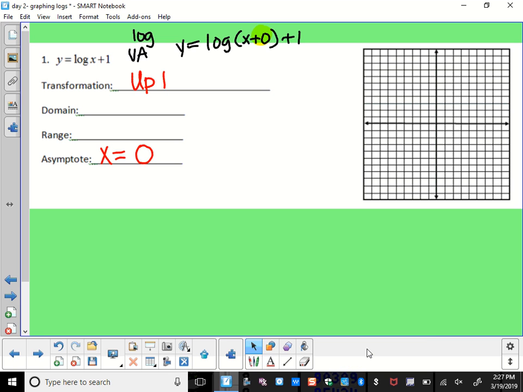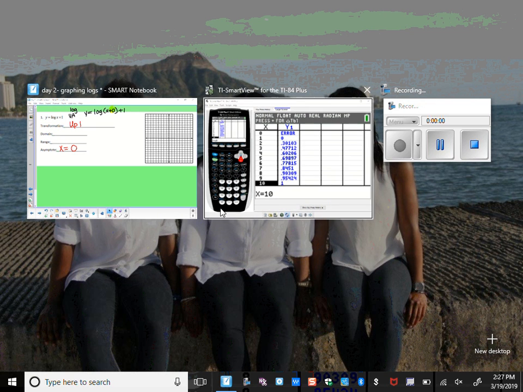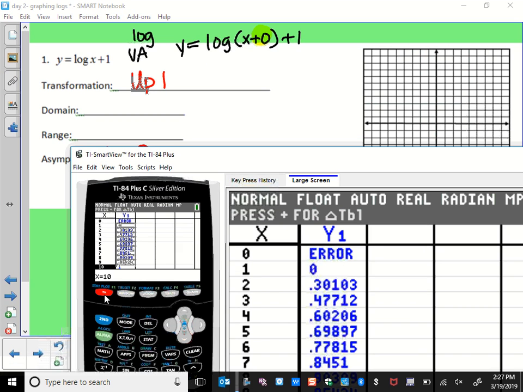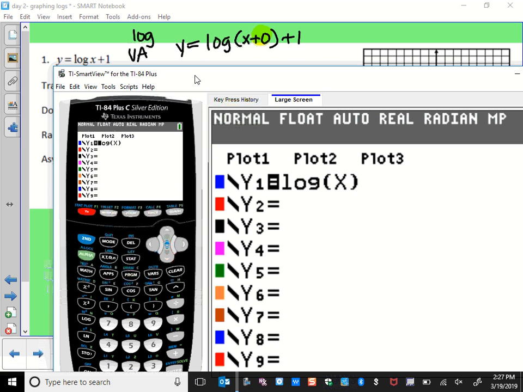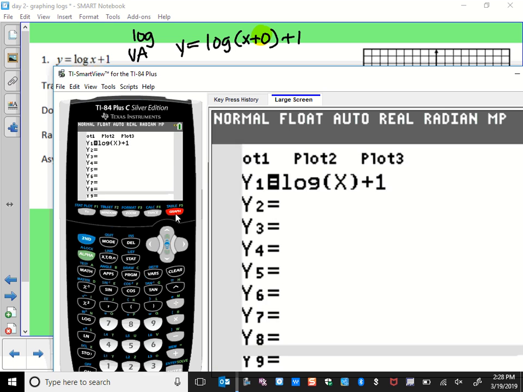When you put this in your calculator, it is important to know that when you start typing in, just say we type in log, your parentheses comes up. You have to put something in there. So just log of x, or you could put x plus 0, doesn't matter. Plus 1 is not in parentheses, so you have to keep it that way. If you put it inside the parentheses, then it's going to change your whole answer.